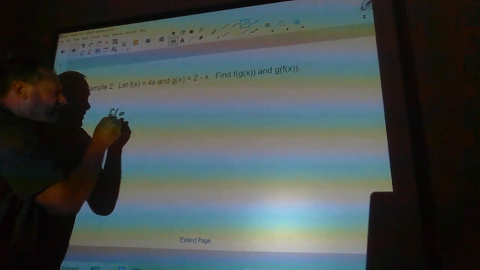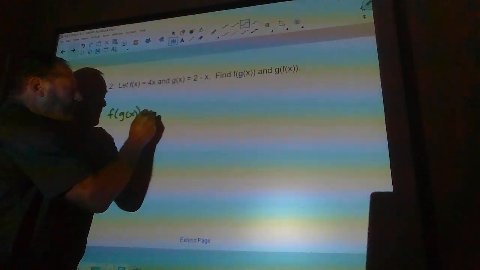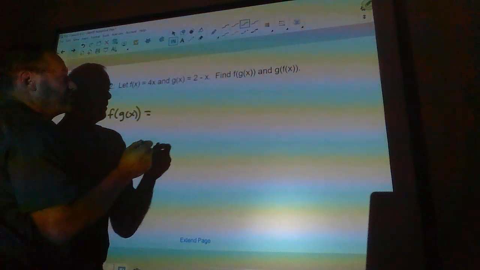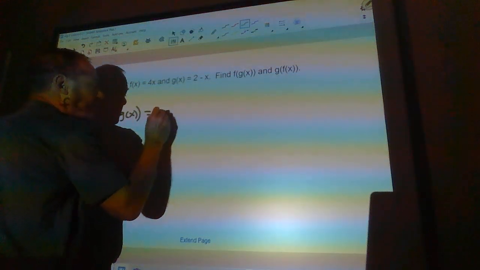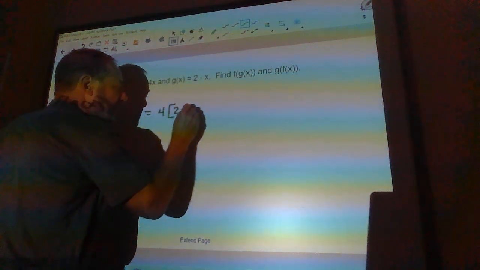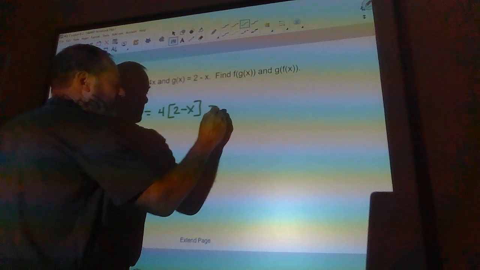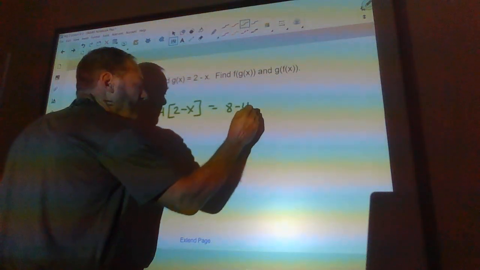Okay, we're going to do f of g of x. So I'm going to take g of x and put it inside f of x. So I'm going to get 4 times (2 minus x), which is just going to be 8 minus 4x.